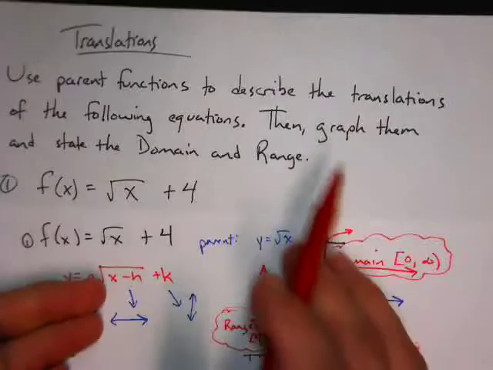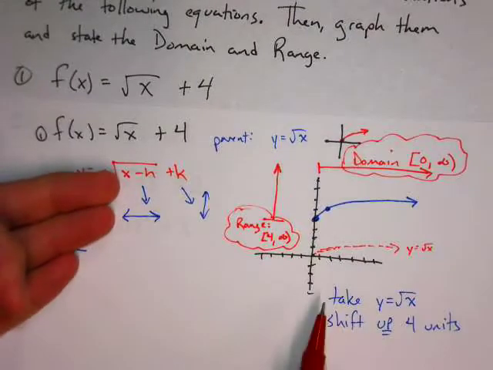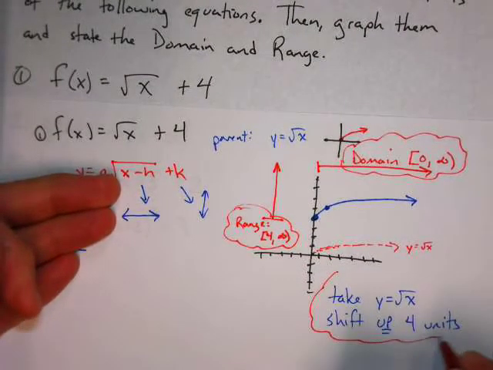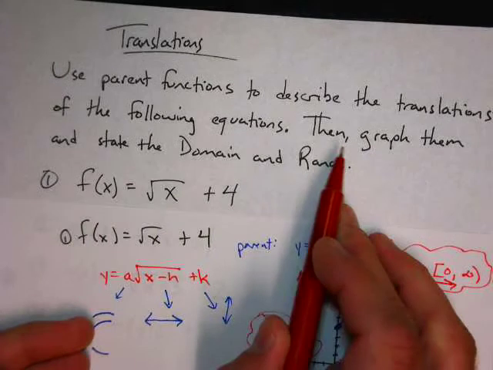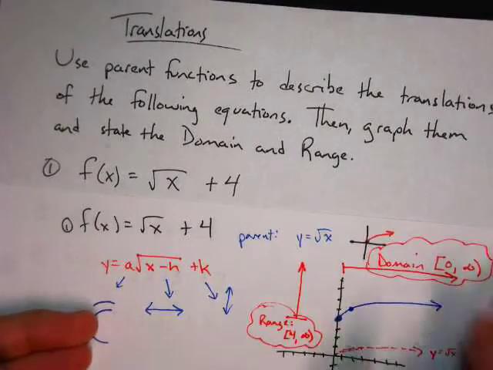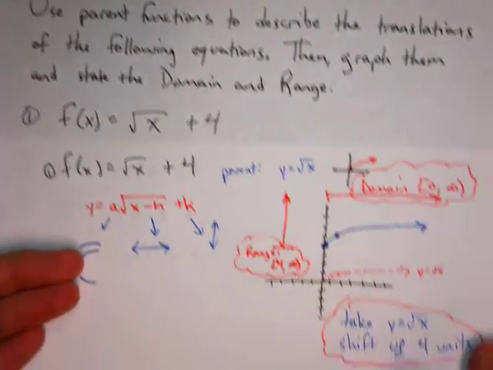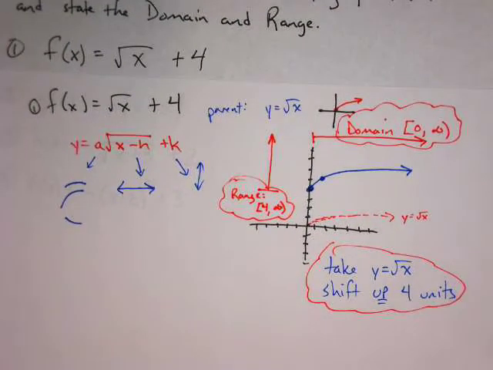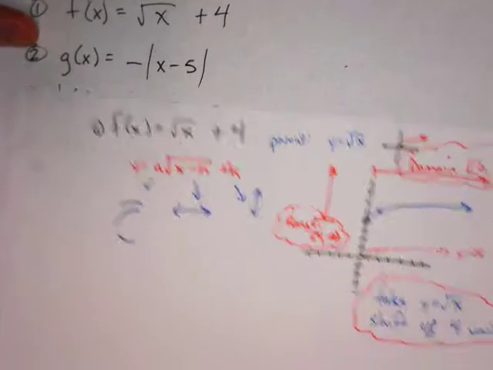So we've described the translation. We have graphed the new equation. We have stated the domain and stated the range. And that's what we're going to do for all of these. Okay, now I'm going to start moving a little bit quicker.